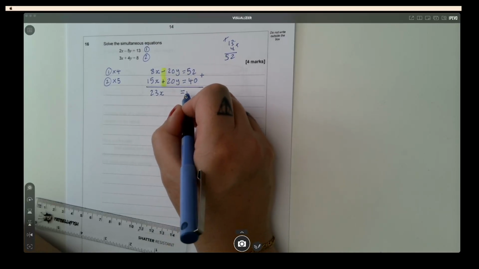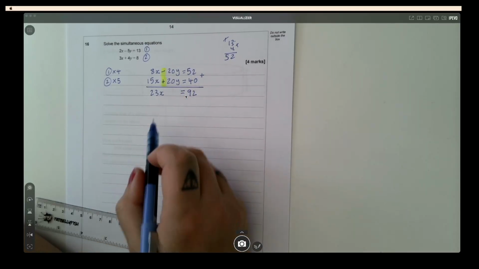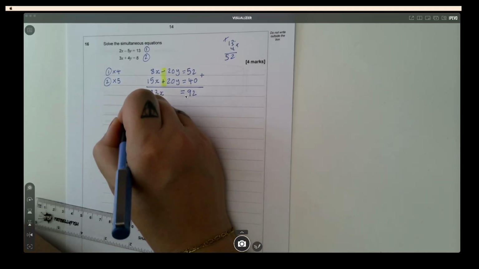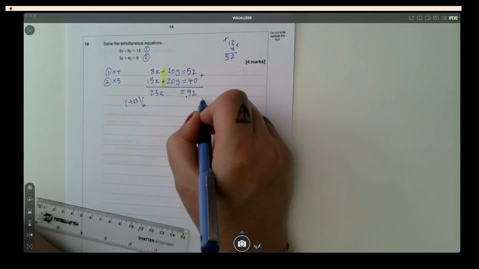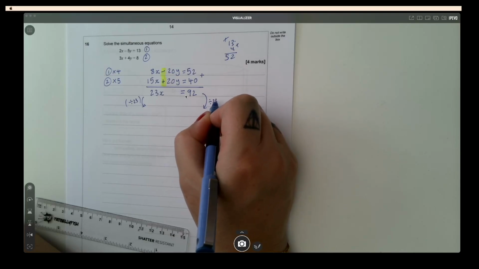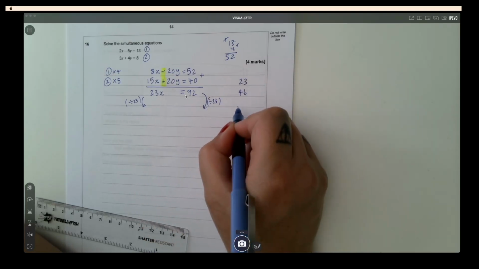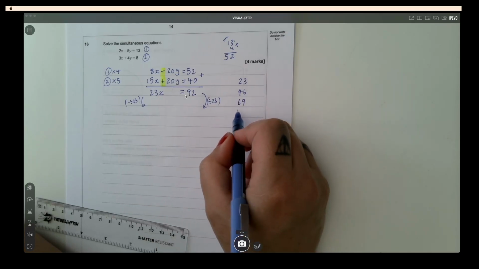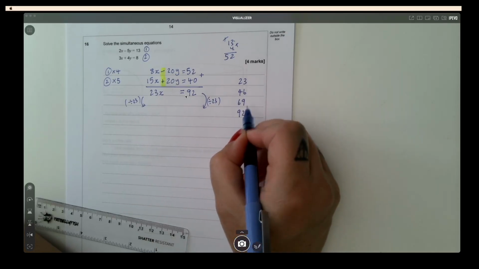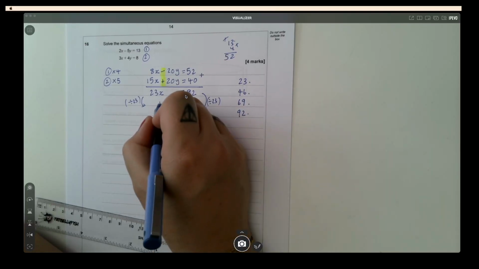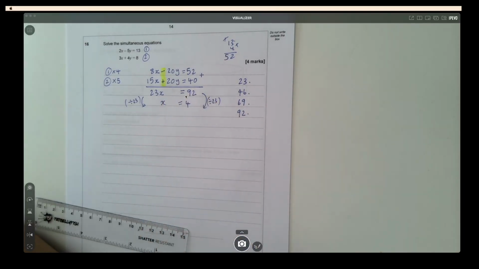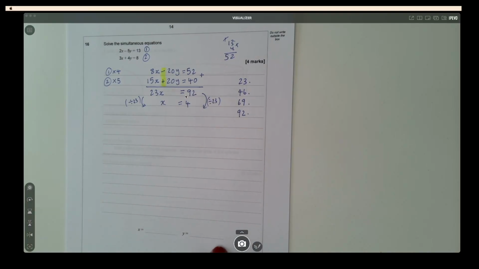52 add 40 is going to be 92. So now we're going to divide by 23. So we're doing 92 divided by 23. So what we got? 23, 46, 69, 92. 1, 2, 3, 4. So x is equal to 4. Now I know that x is equal to 4.